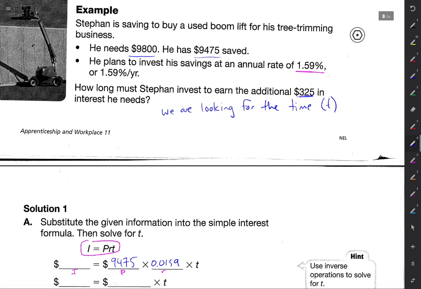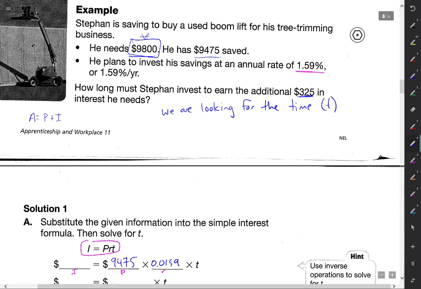$9,475, because that's the amount of money he currently has. Now the end amount that Stephen is looking for is $9,800. However, he's not looking to earn that much interest. He just needs that much money after the interest is earned. So remember that formula we did where we were finding the amount and we did the principal plus the interest? So in this case, the principal plus the interest has to equal this amount.